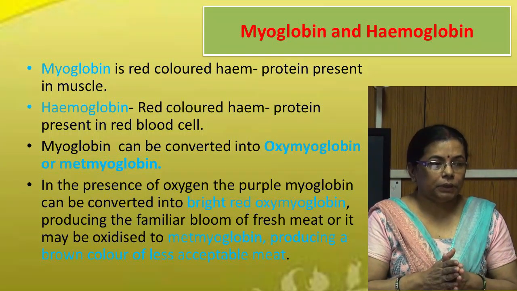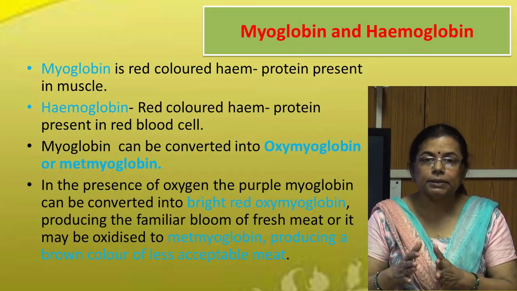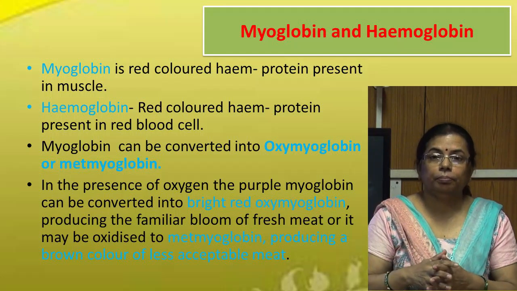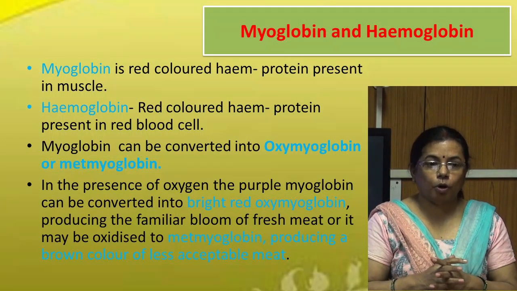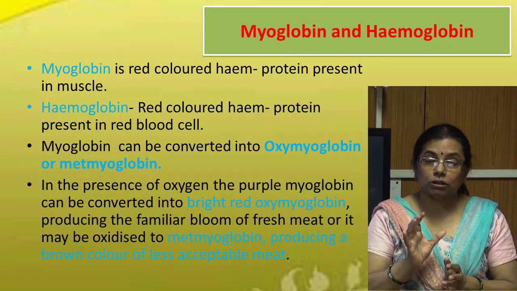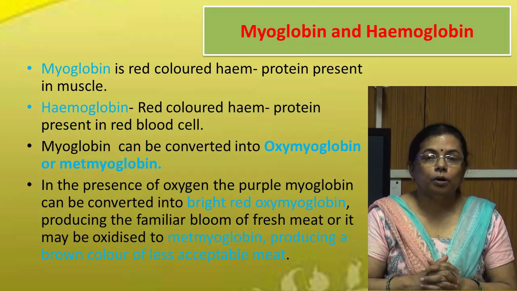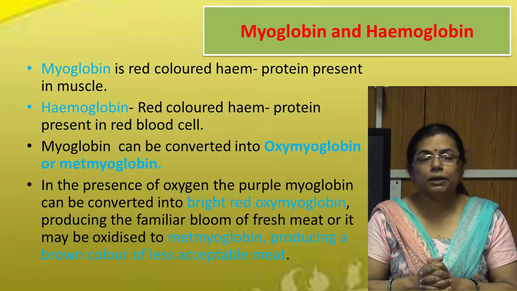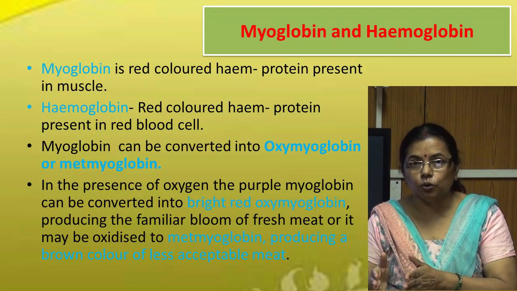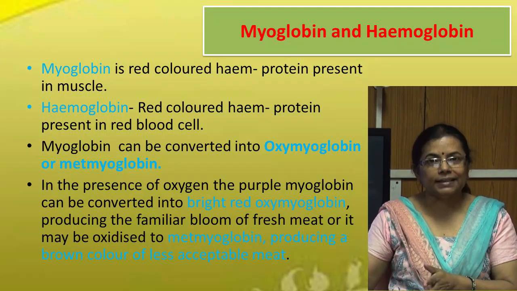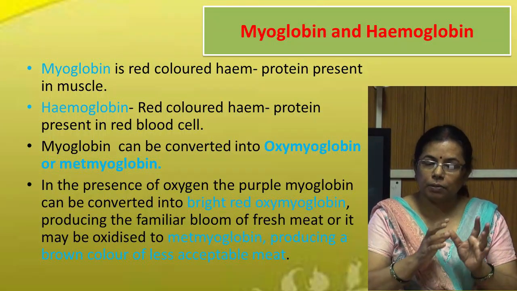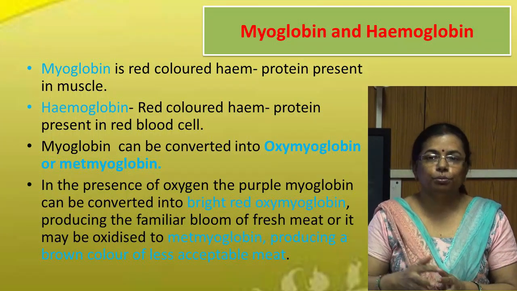Thus, when fresh meat is first cut, it is purple in color, and the cut surface quickly turns bright red due to formation of oxymyoglobin. But this color of the oxymyoglobin is not stable. On prolonged exposure to air or excessive oxidation, oxymyoglobin changes to metmyoglobin, which has a brown color and is unacceptable. When meat is cooked, denaturation of the myoglobin occurs and the color changes to brown.